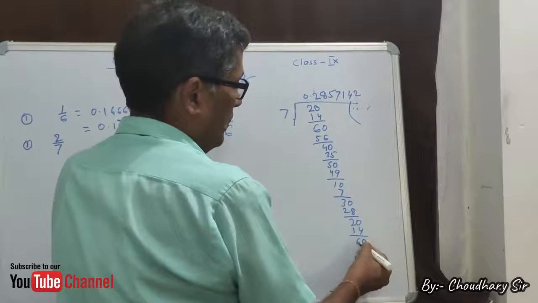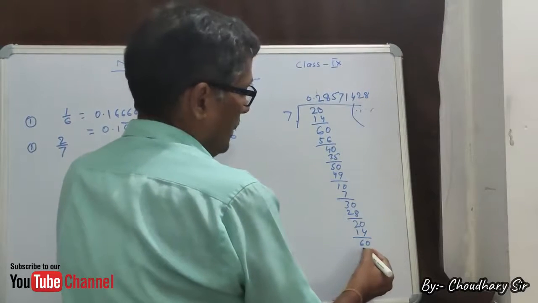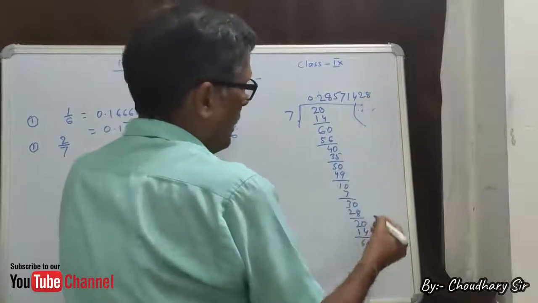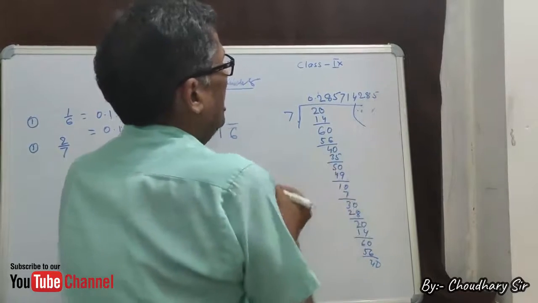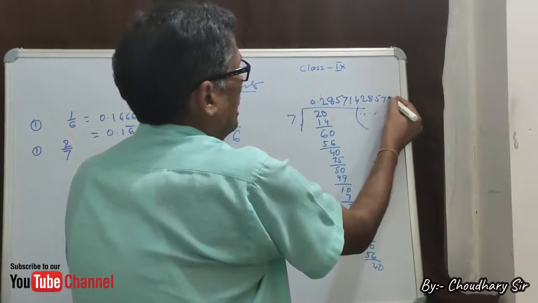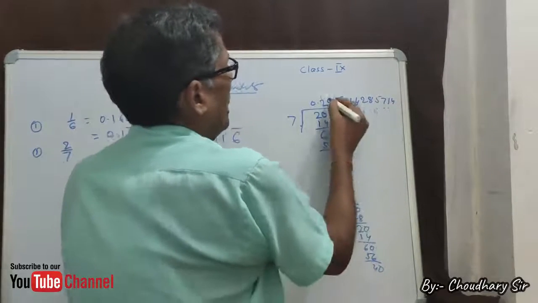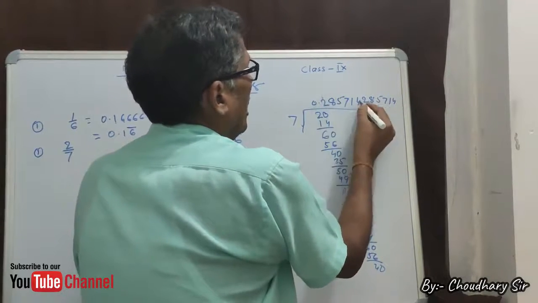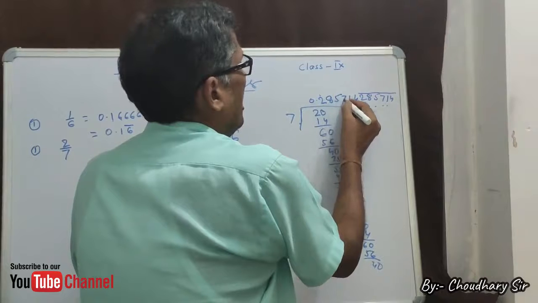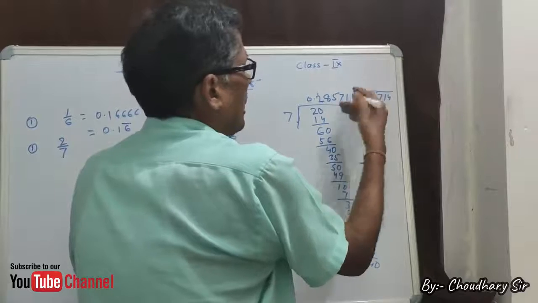0. Again here, what do we observe? Repeat the remainder 6. 8 sevens are 54, 56. 4, 0. Again 6, 5 sevens. So what do we see here? After 5 what will be? 7. After 7 what will be? 1. After 1 what will be? 4. And so on. So what do we observe? From 2 to 5: 2 8 5 7 1 4, 2 8 5 7 1 4. So from 2 to 4 it is repeating in a cycle.